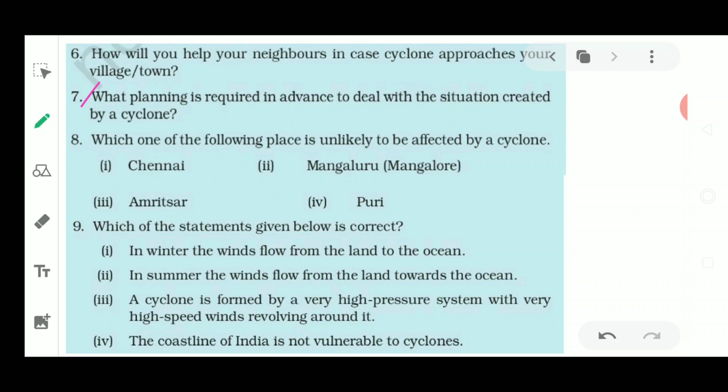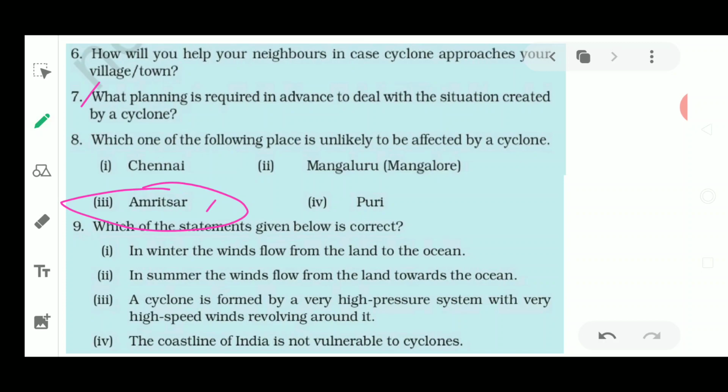Then in question number 8 we will see one question which is a multiple choice type question. You just have to take the correct option. The first is: which one of the following places is unlikely to be affected by a cyclone? The options are Chennai, Mangaluru, also known as Mangalore, then the third option is Amritsar, and Puri. So the correct option will be Amritsar. Why Amritsar? Because all the others are coastal areas which are always under the effect of cyclones, so there is always a risk of cyclones.